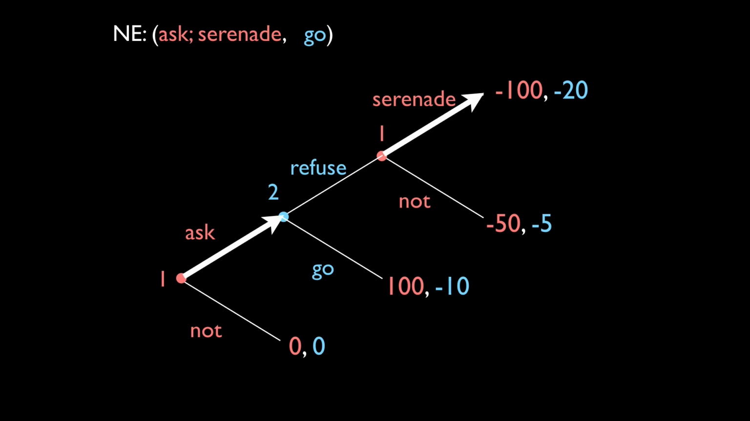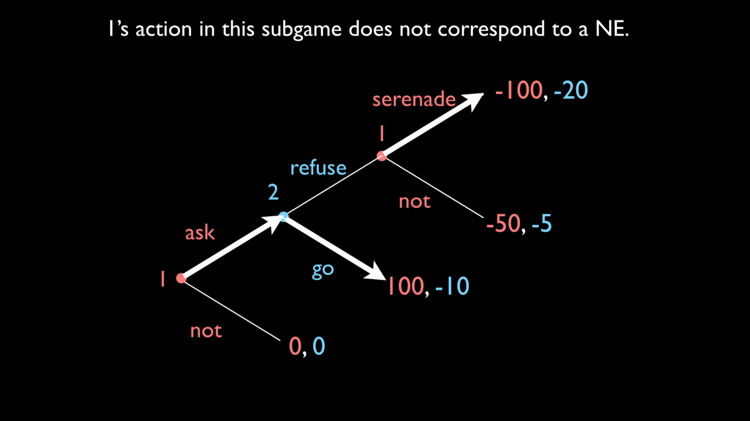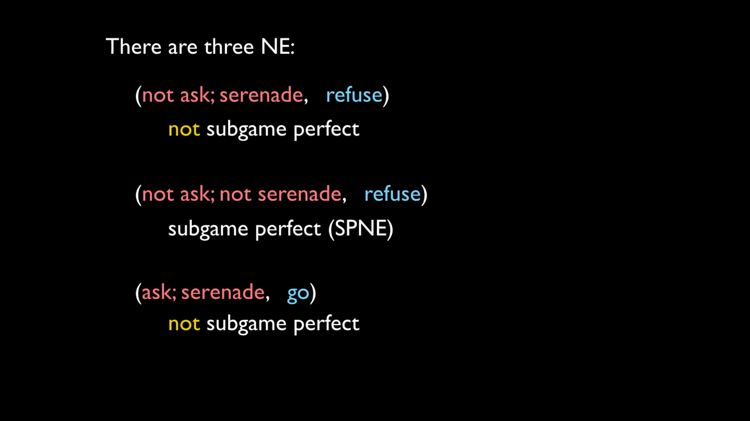1 asks, serenades, and then 2 goes. Is this subgame perfect? No, right? Now look at that subgame alone. It's not a Nash equilibrium in the subgame. So it's not subgame perfect. Any questions about that? So again, in this game, there are 3 Nash equilibria, and only one of them is subgame perfect.